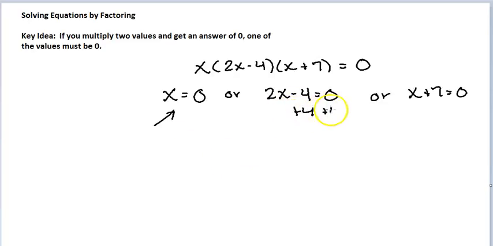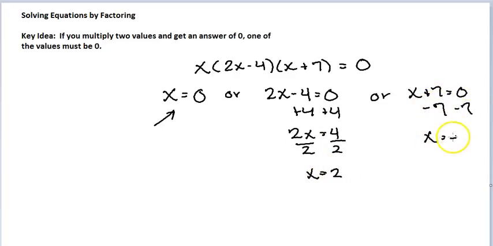Here I'm going to add 4 onto both sides, divide by 2, and get x equals 2. And here I'm going to subtract 7 from both sides and get x equals negative 7. So my solutions here are negative 7, 0, and 2.